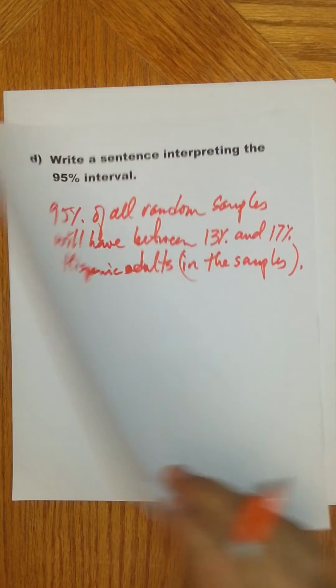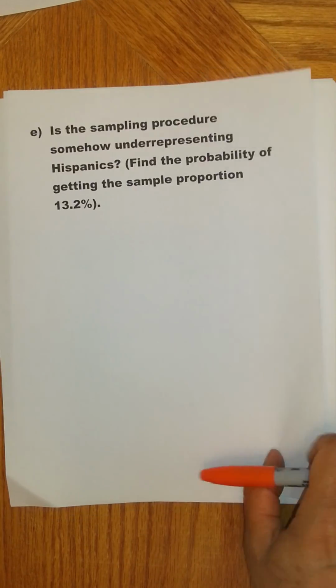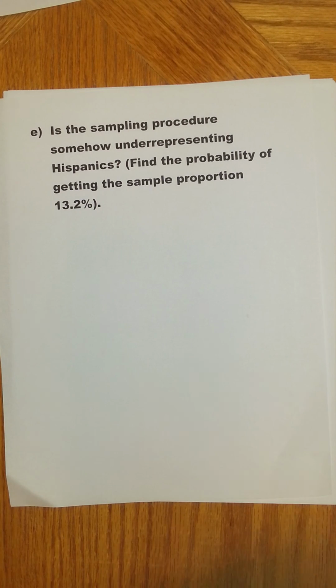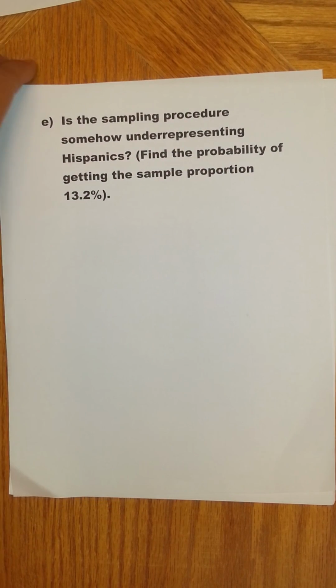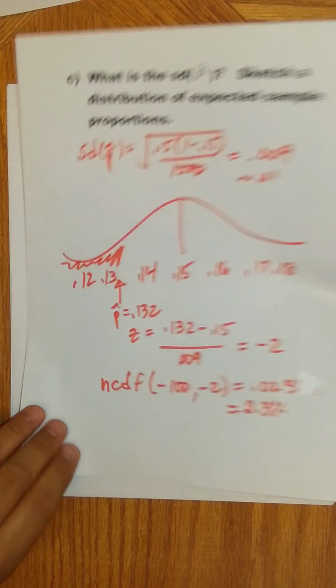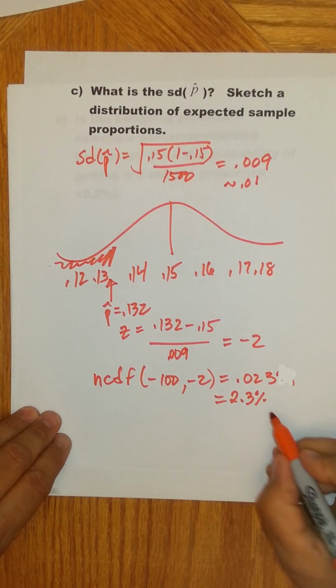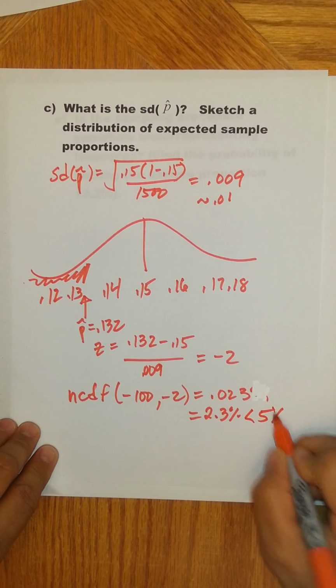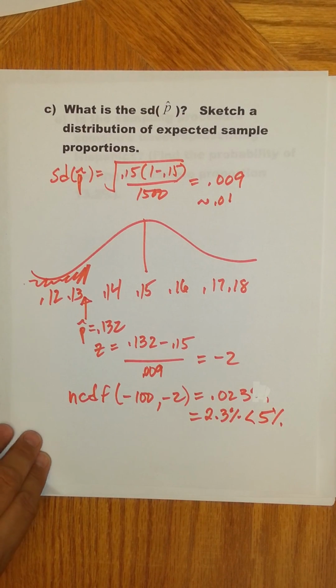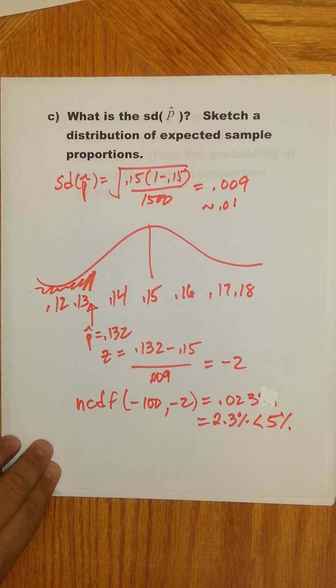Okay. And then we found already, I jumped ahead, the probability of getting a sample proportion that's underrepresenting Hispanics, so that's right here, 2.3%. And since 2.3% is less than 5%, and 5% is like a benchmark, if there's less than a 5% chance of getting a sample, that's unusual.